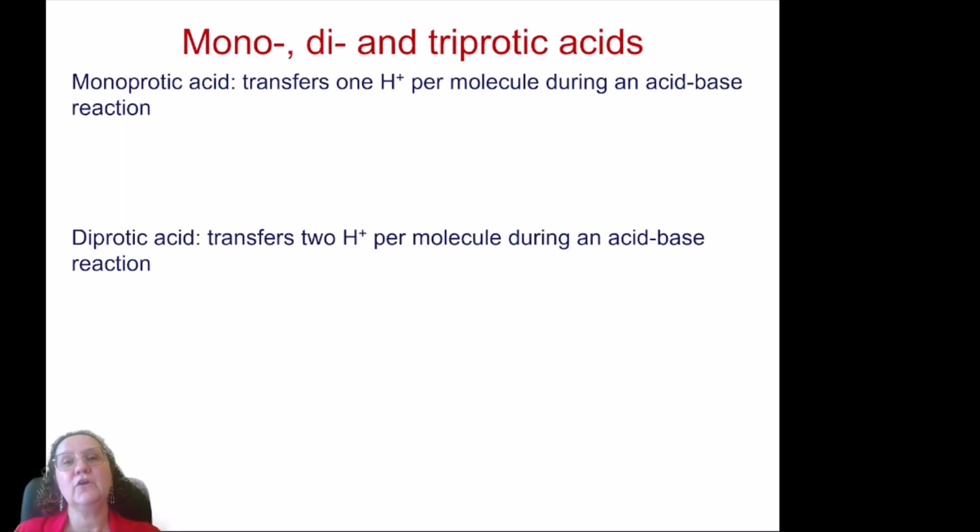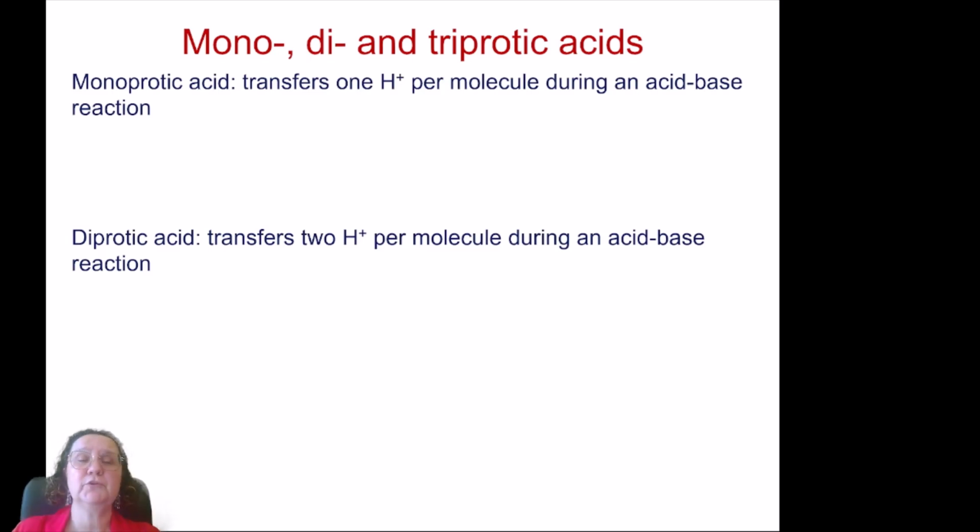Acids donate one hydrogen ion to a base. But what happens if you have more than one hydrogen in the structure? Can acids donate more than one hydrogen ion? And the answer is yes. And we talk about mono, di, tri, and polyprotic acids, depending on how many hydrogen ions they are able to donate.